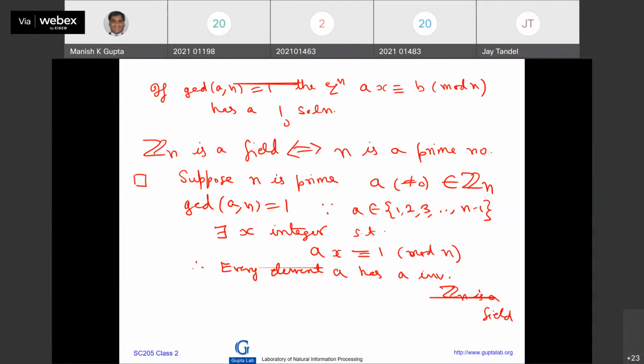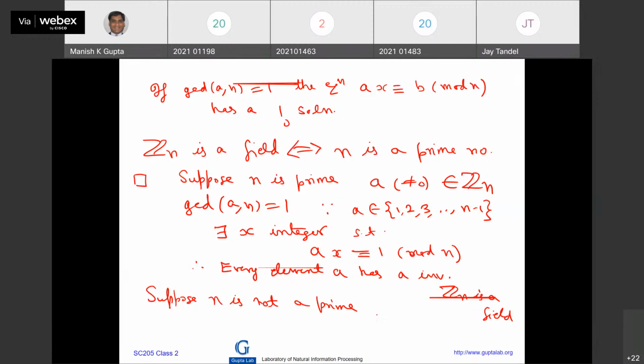Now, to prove the other part, I'll assume that Zn is a field, and show that n is a prime number, right? That part is left. So I've shown you that if n is a prime number, then Zn is a field. Now I'll take the contrapositive statement, meaning I'll assume that n is not a prime. If I can show that Zn is not a field, we are done.